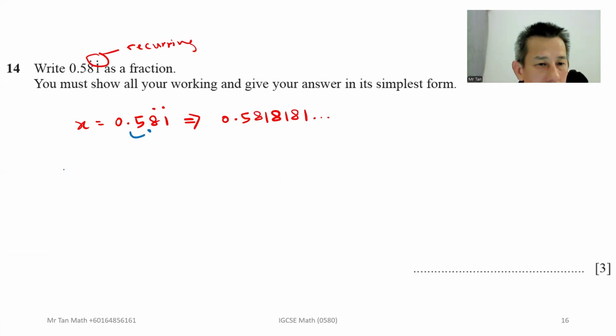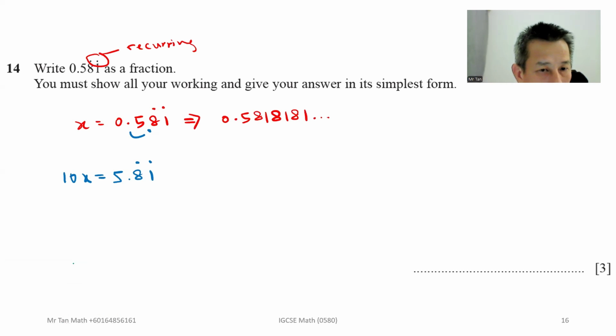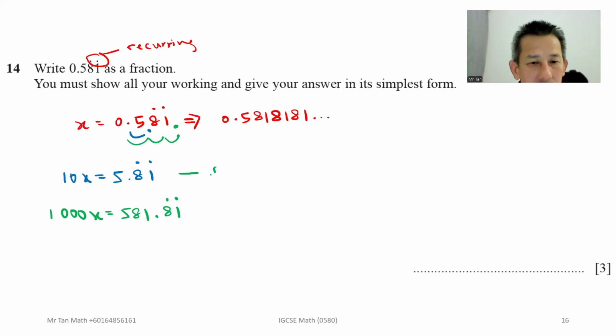Okay, so first to do this, you put the decimal point before the recurring part. So it's 10x equal to 5.81 recurring. And then you put another decimal point after. So it's 1, 2, 3, that equals 1000x equal to 581.81 recurring.